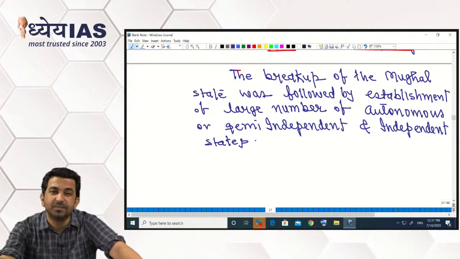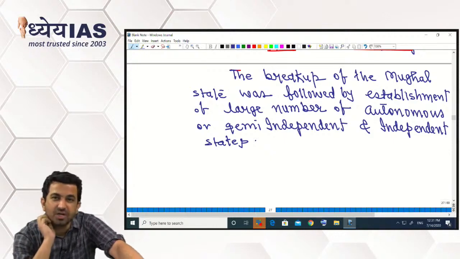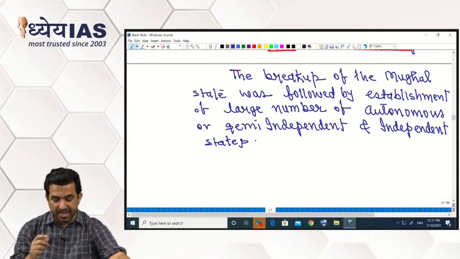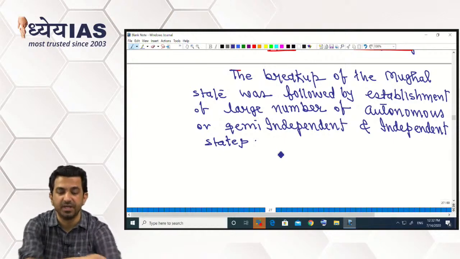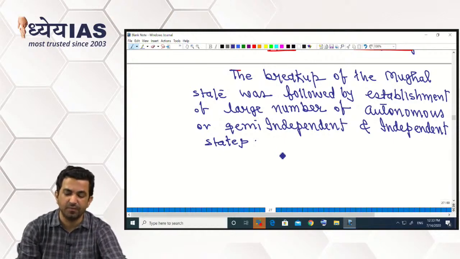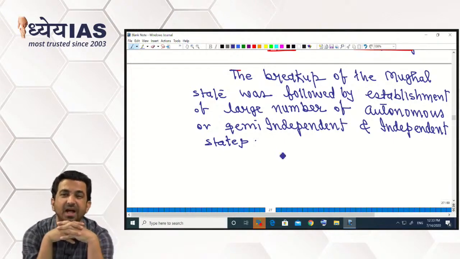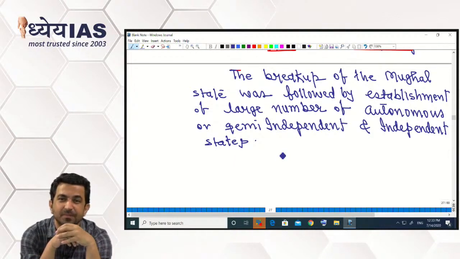So Muazzam, Azam, and Kambaksh, three sons of Aurangzeb, fought a war of succession. Muazzam emerged victorious, not on his own, but with the help of some nobles and courtiers, and he assumed the royal authority under the title of Bahadur Shah first, and he ruled the Mughal Empire from 1707 till 1712.